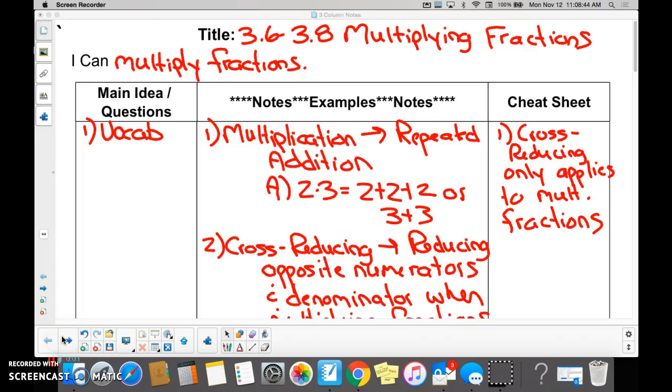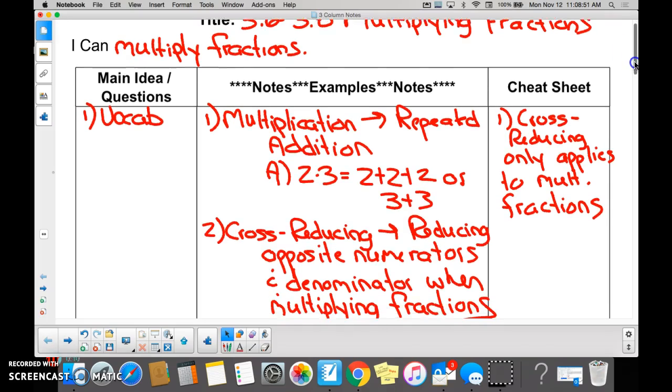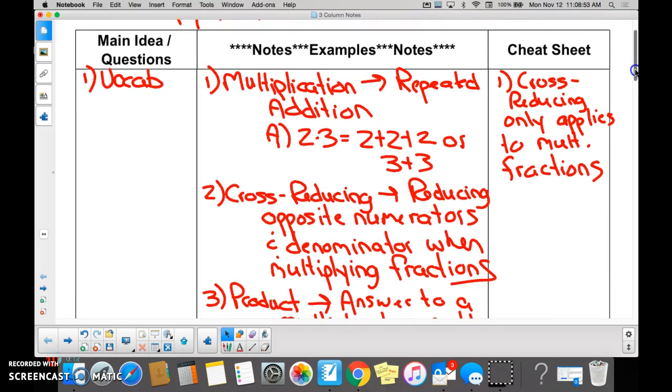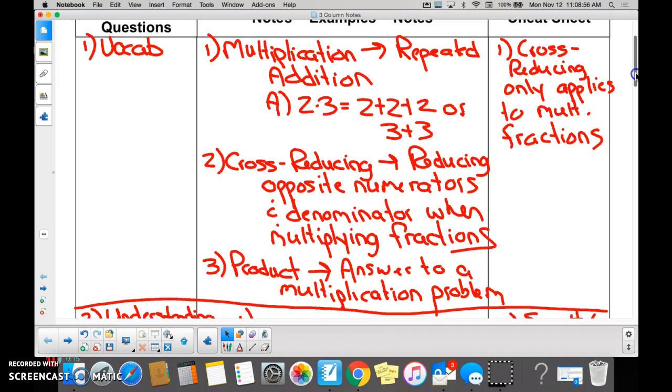Multiplying fractions. I can multiply fractions. I think we heard you, so thank you. All right. I can multiply fractions, Nathan says. Thank you, Nathan.